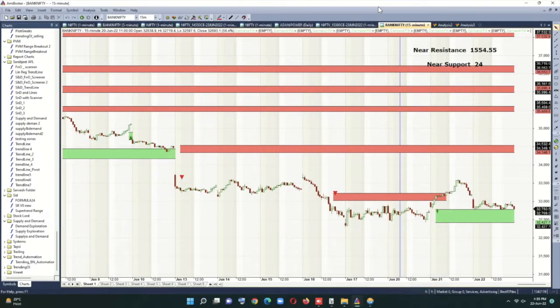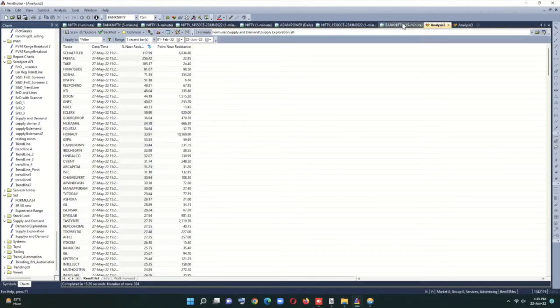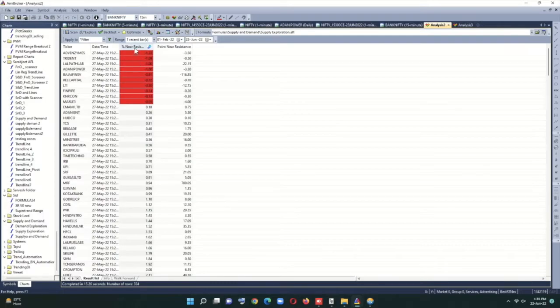So you can scan a bunch of stocks and see which stock is near to the resistance or near to the support. You have to open 2 analysis tables. One will be scanning the nearest resistance and the other the nearest support. So you can see the nearest support. Just sort it out, and all these red ones are trading inside a supply zone. So you have a very good opportunity to sell.